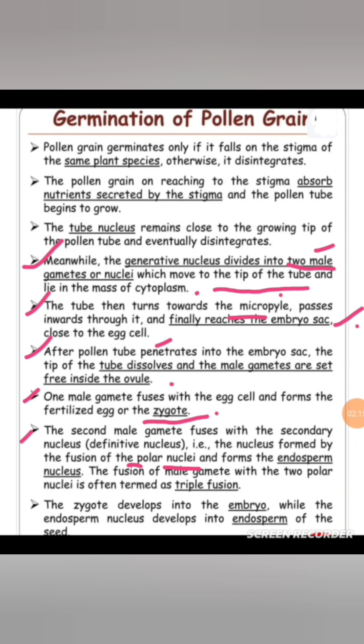The fusion of the male gamete with the two polar nuclei is termed triple fusion. The zygote later develops into the embryo, and the endosperm nucleus develops into the endosperm of the seed.